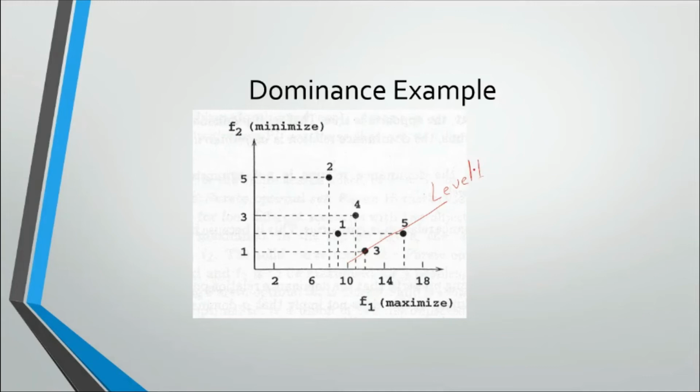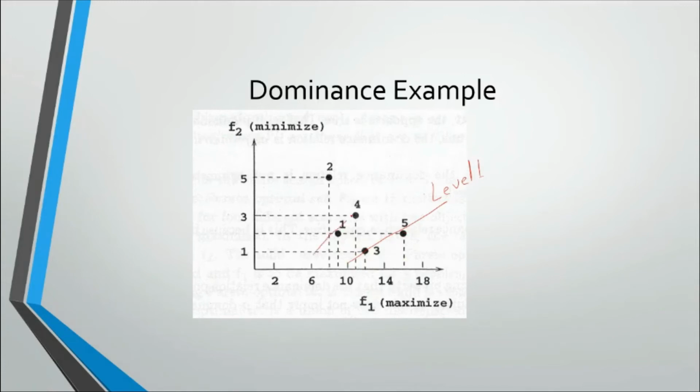Level 1, or it will be in the Pareto front, because this particular solution is better than this solution in both the cases. It is larger: 3 is larger than 1 in the case of F1, and 3 is smaller than 1 in the case of F2. So this is dominating. This particular solution 3 dominates the solution 1, and the solution 5 also dominates the solution 1, because it is equal in the case of F2, and in the case of F1, 5 is better. So this is a level 1.